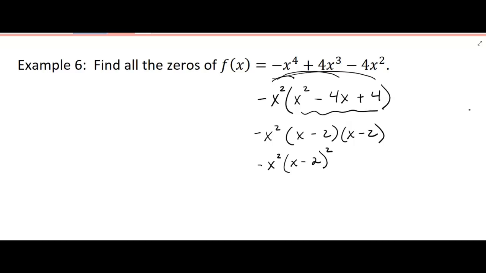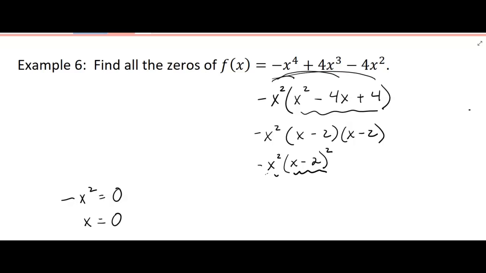We still want to know when there's 0. So when do we get a 0 here? So when does negative x squared equal 0? Well, when x equals 0. You can think about taking the square root of both sides, multiplying both sides by -1, and then taking the square root of both sides, but you're going to get x equals 0.